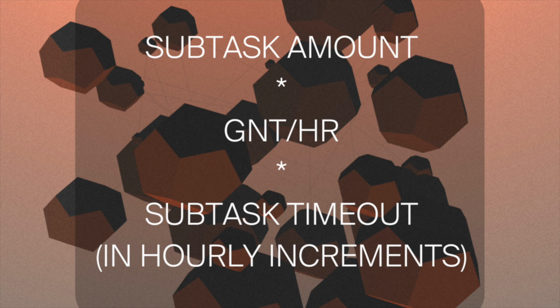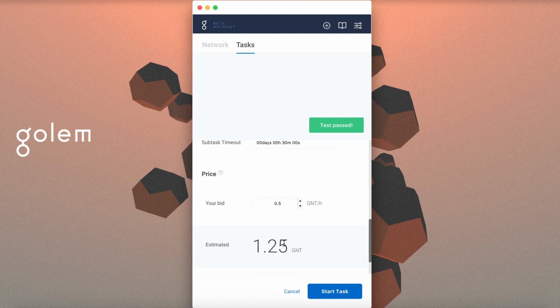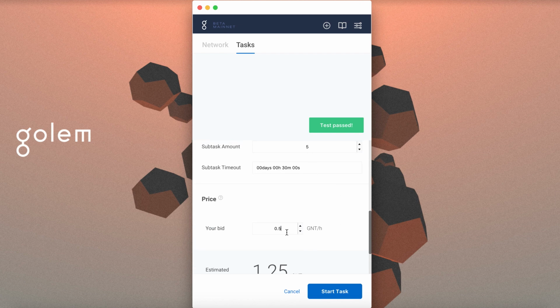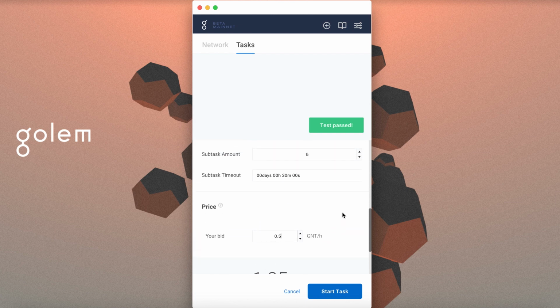in hourly increments. So for example, if you set a task with 5 subtasks, and you set your GNT per hour to 0.5 GNT per hour, and you set a 30-minute subtask timeout, that's going to equal 1.25 GNT. That's 5 times 0.5 times 30 divided by 60. If your settings result in a number with a long decimal, Golem will round to the nearest hundredth.